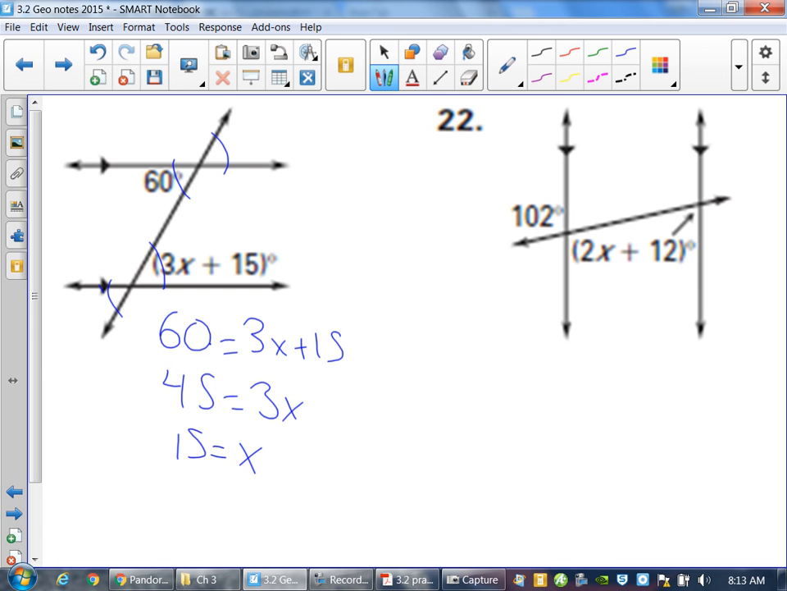Now, one thing I will tell you that will happen is that from time to time you might get lost in a diagram because of an arrow being pointed there. Just read it carefully, okay? So as we go through, start with your 102, alternate interior. Those two did not match up. Therefore, they have to be supplementary. They don't match up, so they have to be supplementary. Okay?